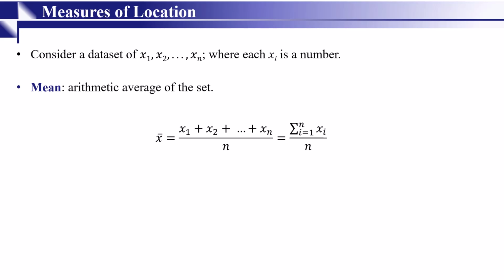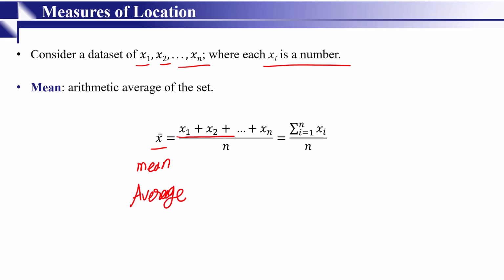Consider a data set of x1, x2 up to xn, and in here, each xi is a number. What features of such a set of numbers are most interesting and deserve emphasis? One important characteristic of a set of numbers is the location, and in particular, its center. So we can say this is the mean, or you can say average.